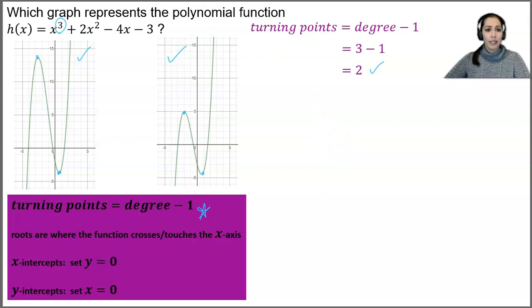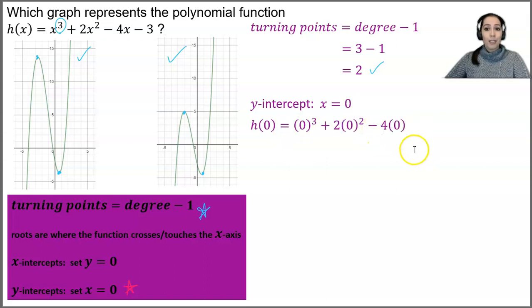Now the next thing to consider is our y-intercept. For the y-intercept, all you have to do is plug in x equals 0. So everywhere there's an x, we're just going to switch it out with a 0. If we look at our original problem, we have h of x equals x cubed plus 2x squared minus 4x minus 3. I am going to put a 0 everywhere there is an x. So I'm going to have 0 cubed plus 2 times 0 squared minus 4 times 0 minus 3.